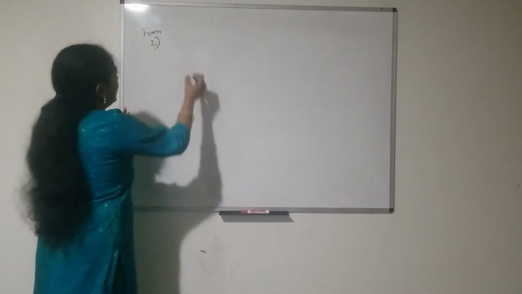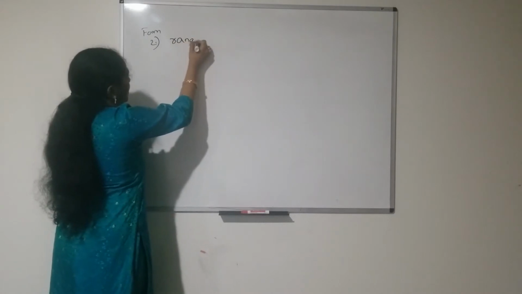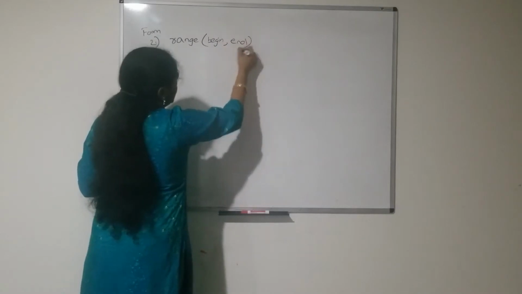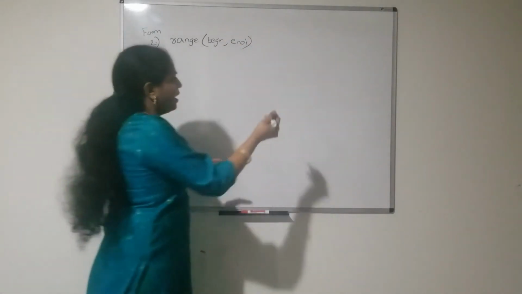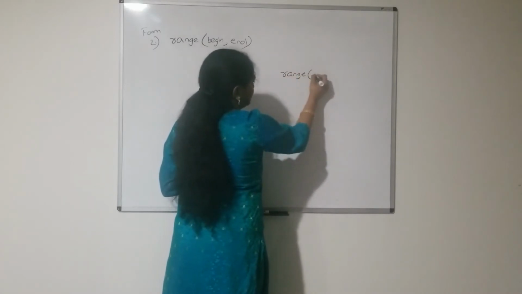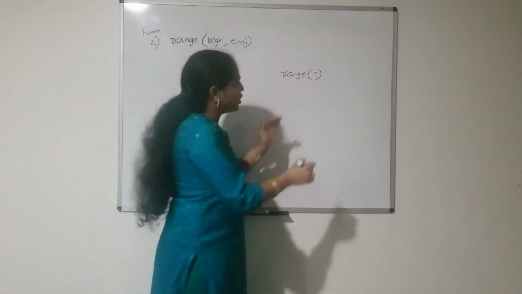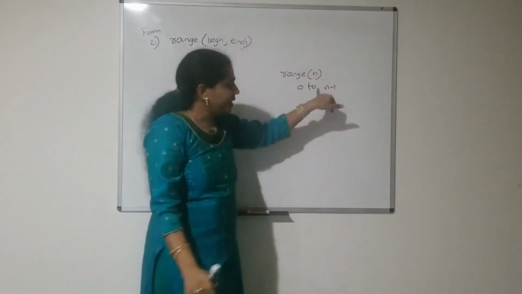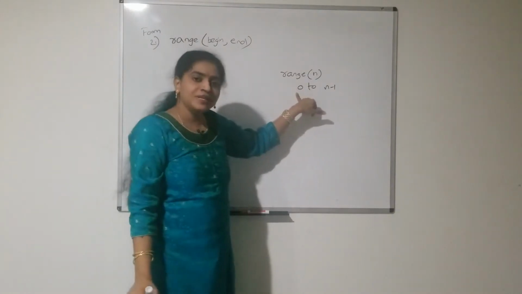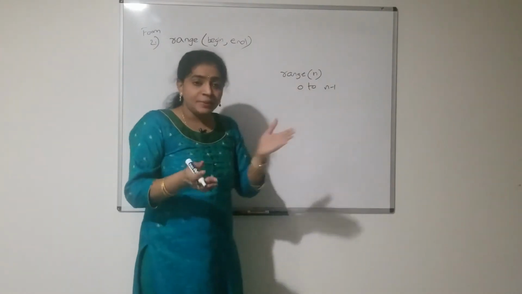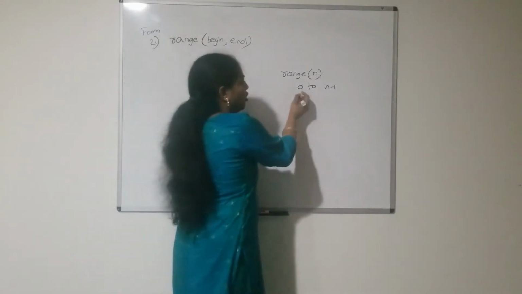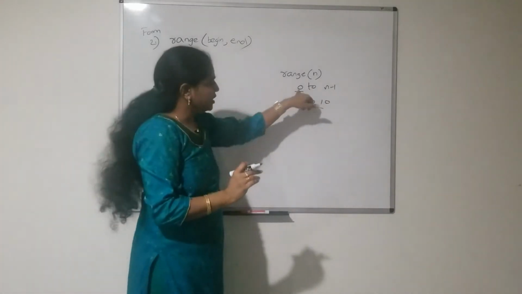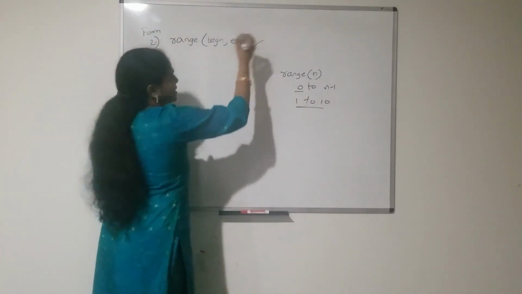So, here for the range function, I am using 2 arguments, that is begin and n. In the previous version, I used range of n. That means it always starts from 0 to n minus 1. If you pass a single argument like this, the output will always start from 0 to n minus 1. Suppose I want the output not from 0, but from some number like 1 to 10, then I can use this format.